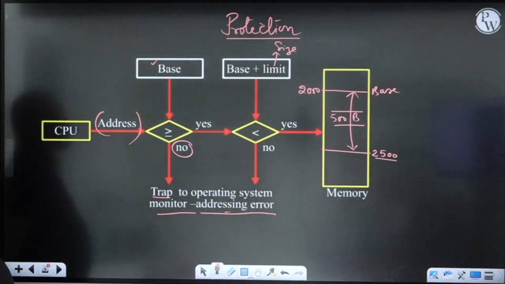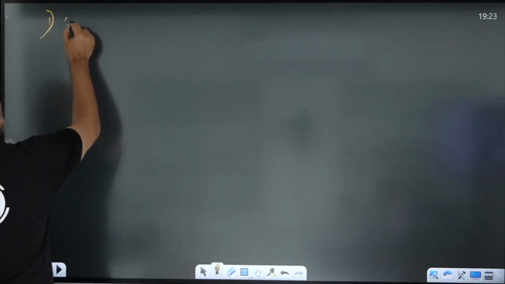Simple hardware support for ensuring protection in most of the contiguous allocation techniques. Okay, that's very simple one. Now we will take up the discussion first with the first technique under contiguous, and that's a very primitive one, and that is called overlays.